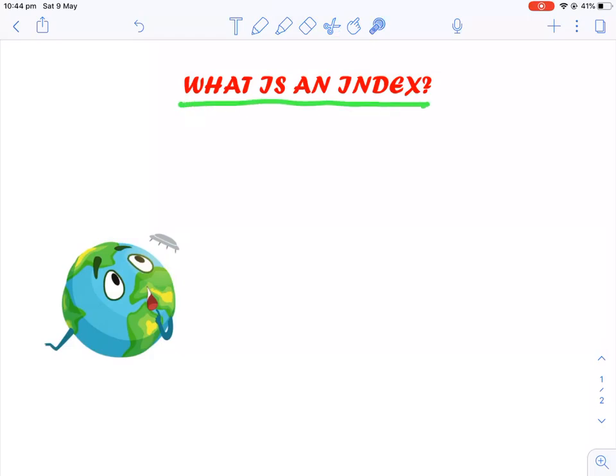What is an index and how to use index in real life? Let's check it out in this lesson.